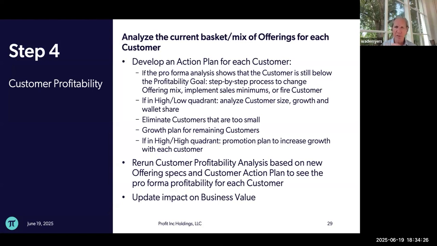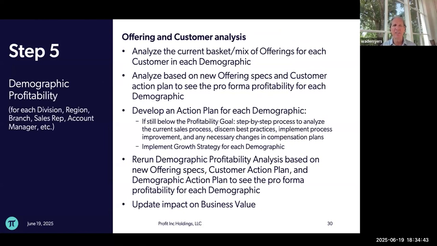So now we're going to focus on customers, though. Overall, if a customer is still below our 20% goal, we're going to want to either reprice that customer, change their product mix, or potentially fire the customer, right? We just can't afford to do business with you. And then kind of rerun everything again, look at the business value, and just keep doing this.